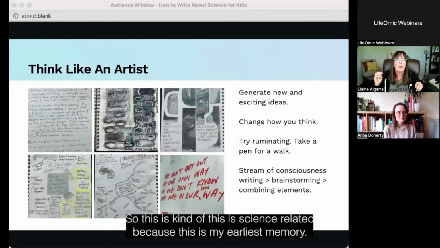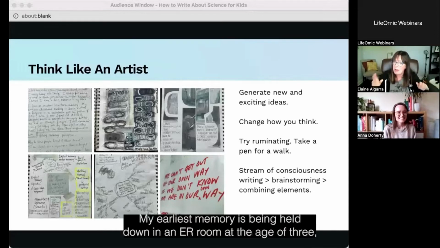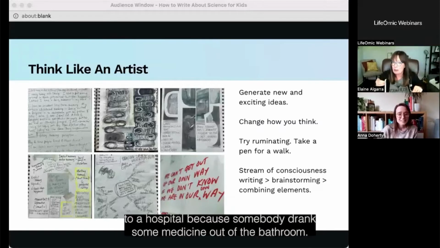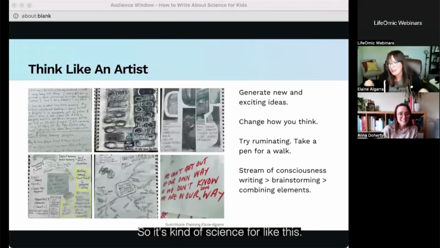So this is science related because this is my earliest memory. My earliest memory is being held down in an ER room at the age of 3, having my stomach pumped out, and being taken in an ambulance to hospital because somebody drank some medicine out of the bathroom. So it is kind of science related.